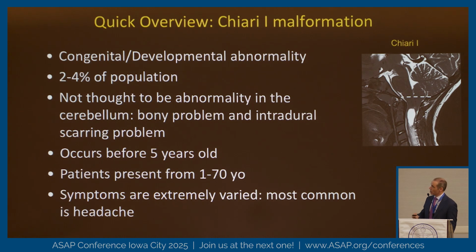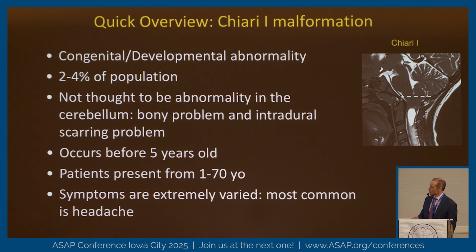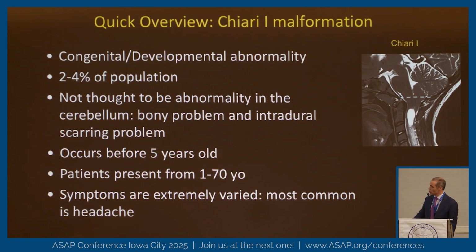So just a quick overview of Chiari malformation. It's a congenital developmental abnormality. 2 to 4% of the population has this, so it's quite common. And it's really not thought to be an abnormality in the cerebellum. It's a bony problem, an intradural scarring problem. Usually it occurs before 5 years of age.